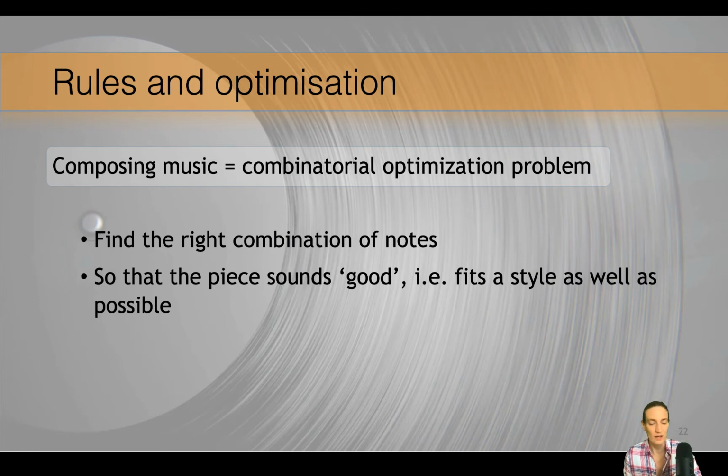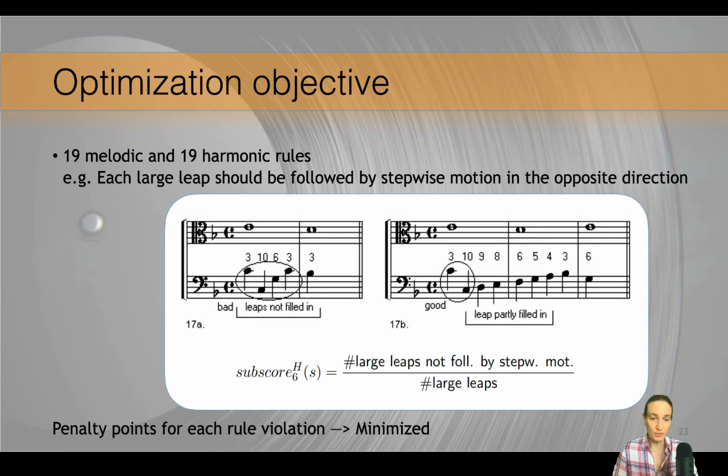Okay. The approach would be that composing music is basically an optimization problem. We have to find the right combination of notes so that the piece sounds good, and that here I can define as none or as few as possible rules are broken. Okay, so this is a luxury because not for all musical styles do we have these rules. So I dug through these books and I found 19 melodic and 19 harmonic rules.